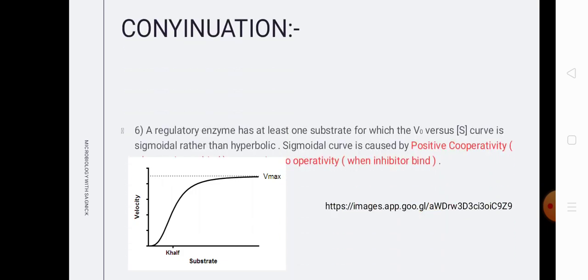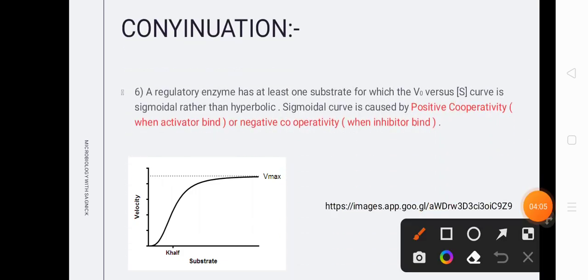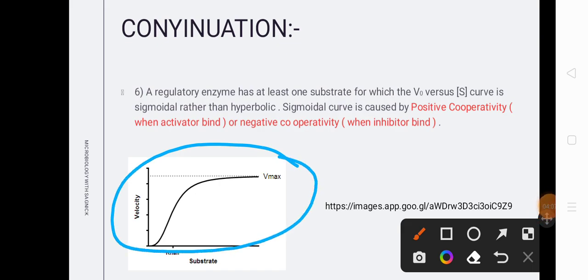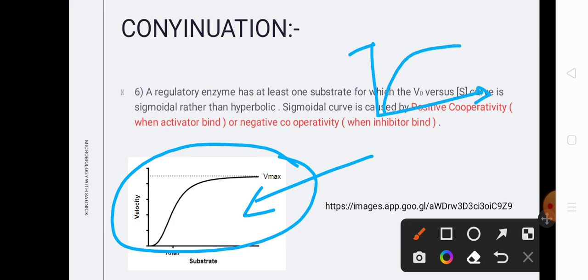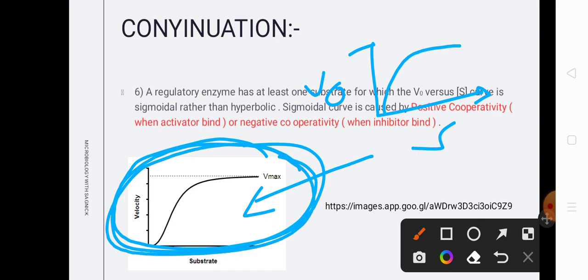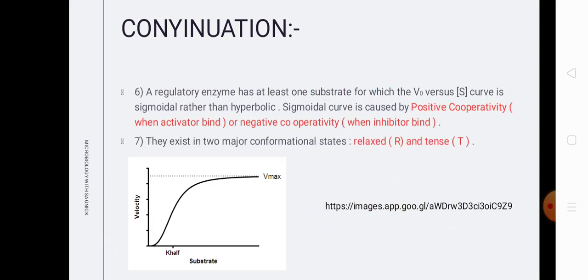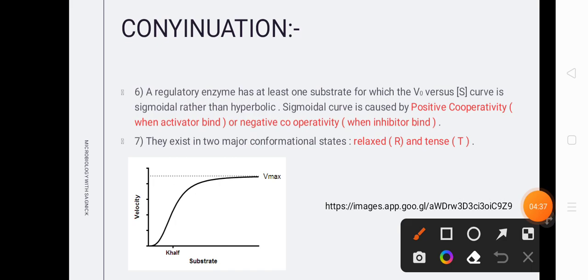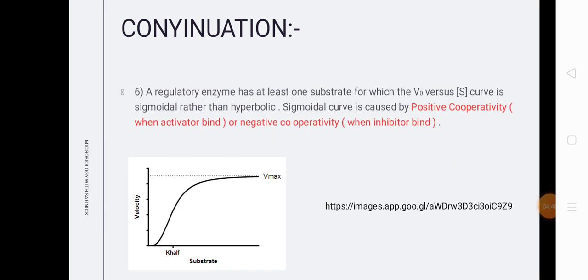Now, at least for one substrate, you may find that the V0 versus substrate concentration curve looks like this curve rather than this curve, which we have studied in the case of the Michaelis-Menten equation. And this curve is the indication of allostericity. This curve is the sigmoidal saturation curve. Okay, so we are going to talk about this sigmoidal saturation curve and its kinetics in the next part of the video, where we will talk about the Hill equation. So that's the idea, and they exist in two major conformational states, the relaxed state and the tense state.